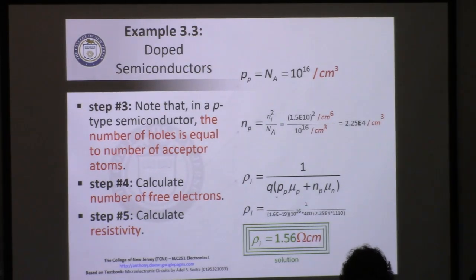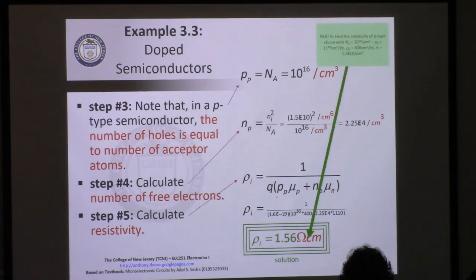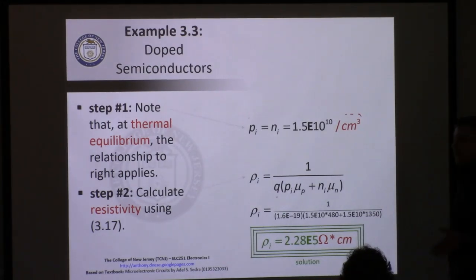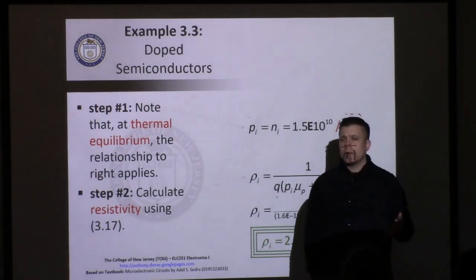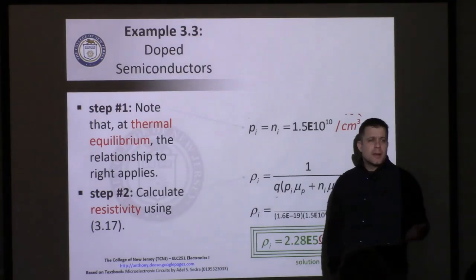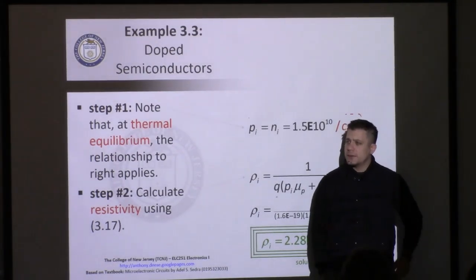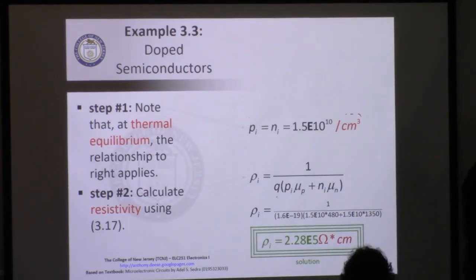And this makes sense if you compare the two resistivity values: the resistivity for the doped part of the problem is significantly smaller than the resistivity for the undoped, because we expect the doped semiconductor to be a lot more conductive. So those are the answers.